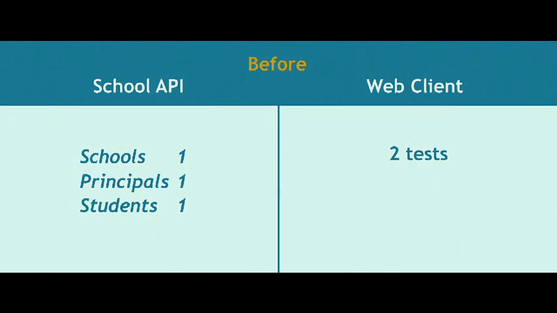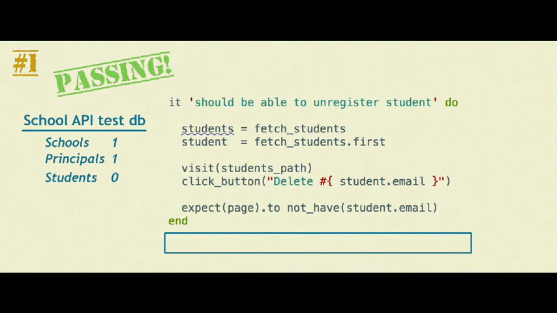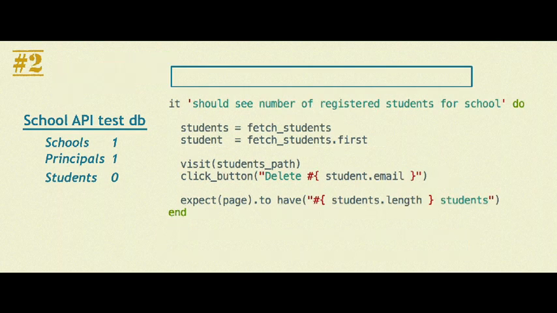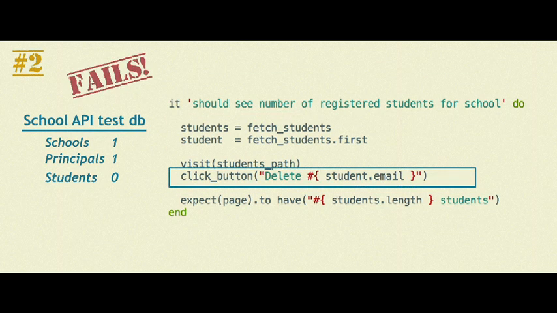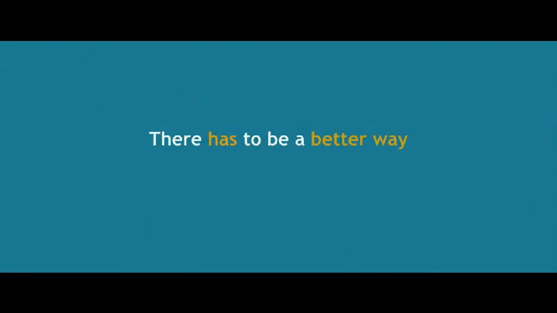So we have to reset the school API test database because there's state that's persisted from the previous test suite run, and we reseed it with one school, one principal, and one student. And now the web client has two tests. So let's run the test suite. The first test passes. The second test, where we fetch the students, has a failure. So why do we have a failure? That's because the previous test deleted the student that this test needs. So the student at this point is nil, and we send email to nil, which results in the failure. So there has to be a better way to do this.